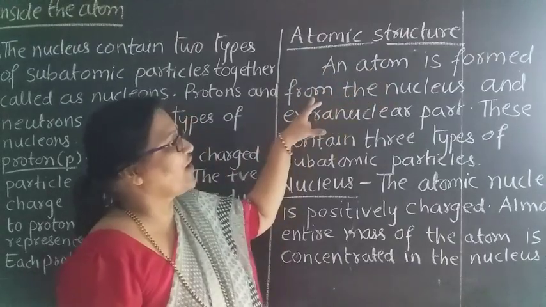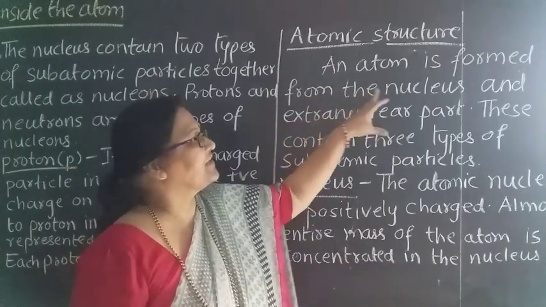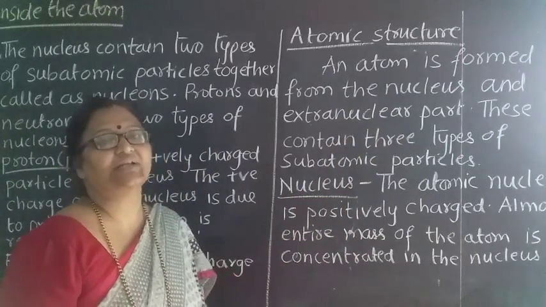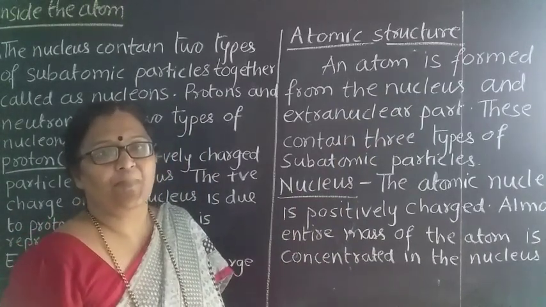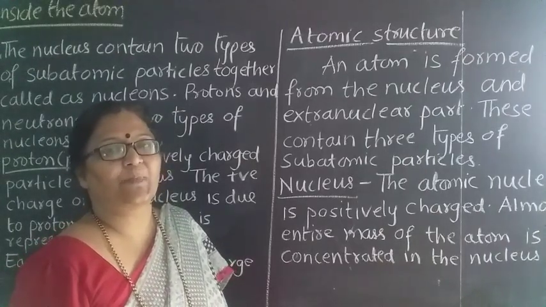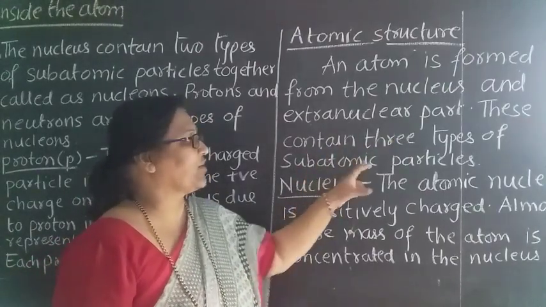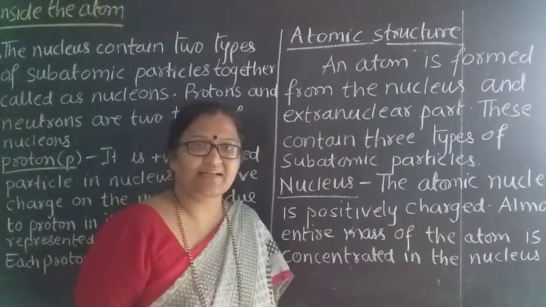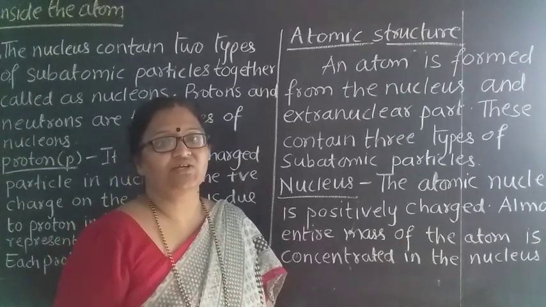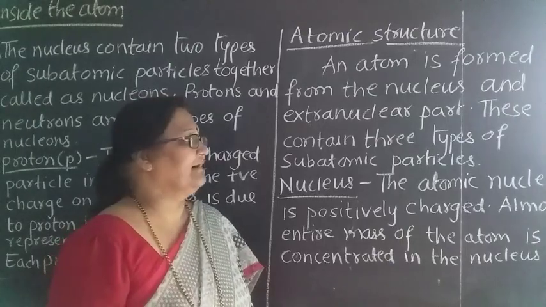How do you get an atom? An atom is formed from the nucleus and the extranuclear part. That means an atom contains a nucleus and an extranuclear part. The nucleus is at the middle and the extranuclear part is surrounding it. This contains three types of subatomic particles. In the nucleus there are protons and neutrons, and the revolving charged particles are the electrons.